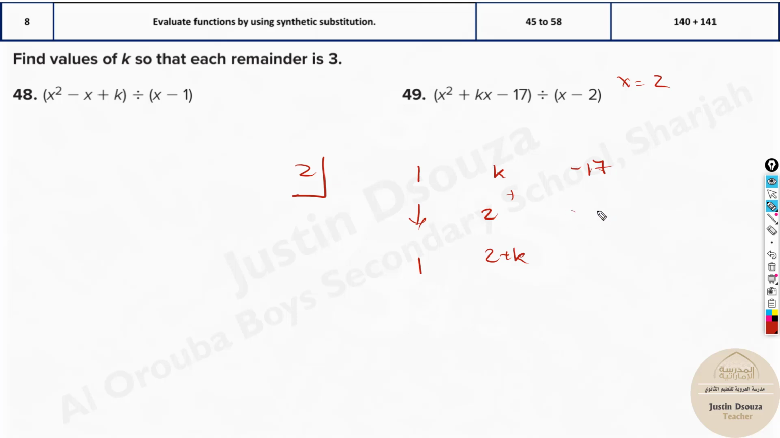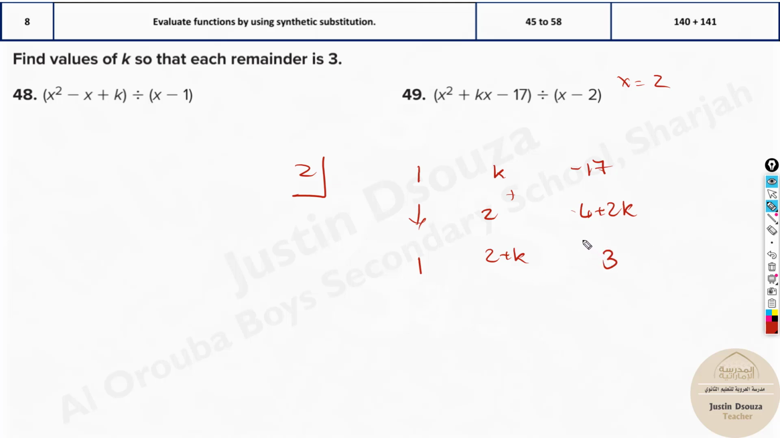Finally, we get the answer. 2 times it will be 4 plus 2k. Now, there is an important thing which I forgot to read in the question. I'm also thinking how to solve it. The remainder is 3. See, the remainder is 3. That means the last term over here is 3 no matter what.